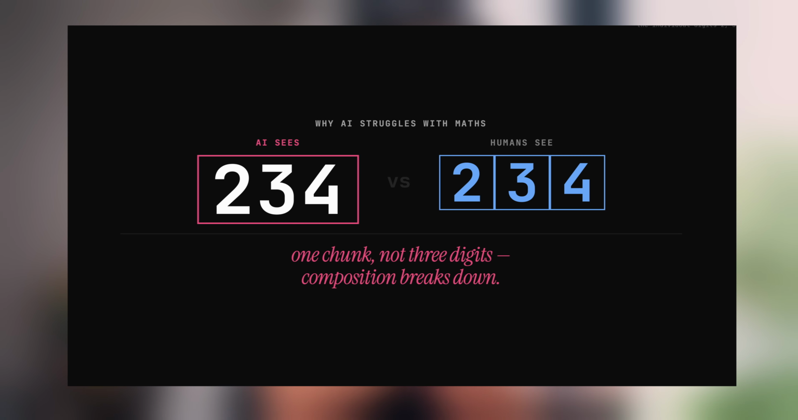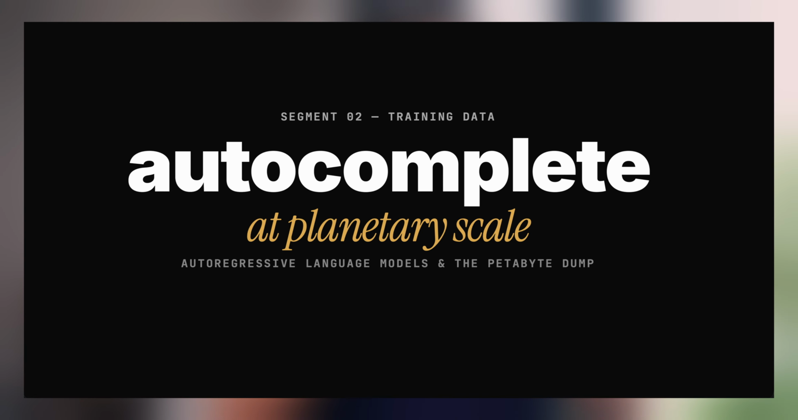Because it chunks common things together, it might just read the number 234 as one single token instead of the individual digits 2, 3, and 4, making it hard for the AI to do composition and arithmetic the way humans do. Once the AI knows how to read these tokens, it starts its primary task, which is playing the world's most advanced game of autocomplete.